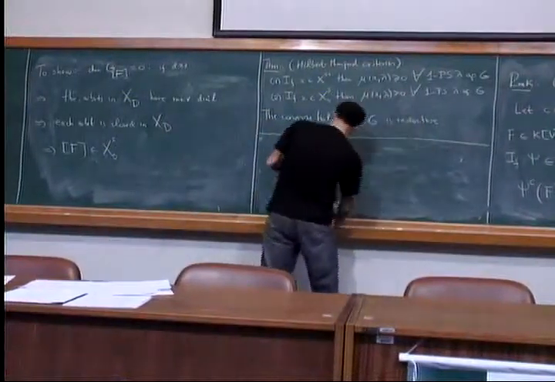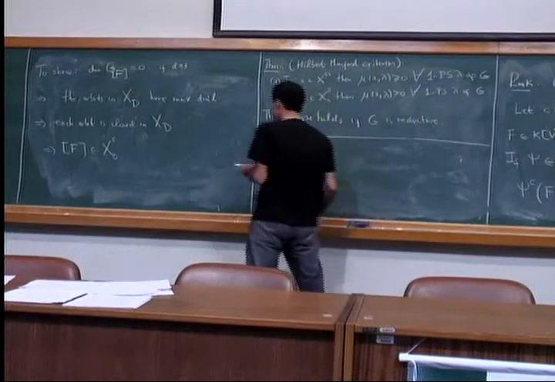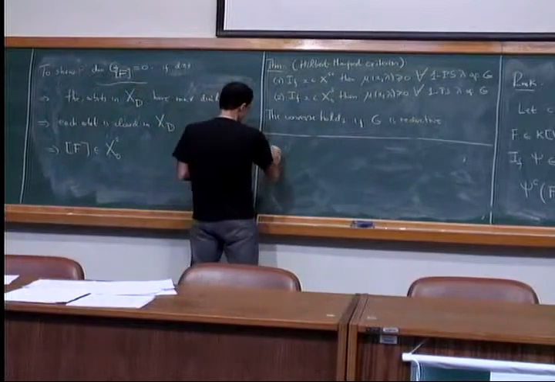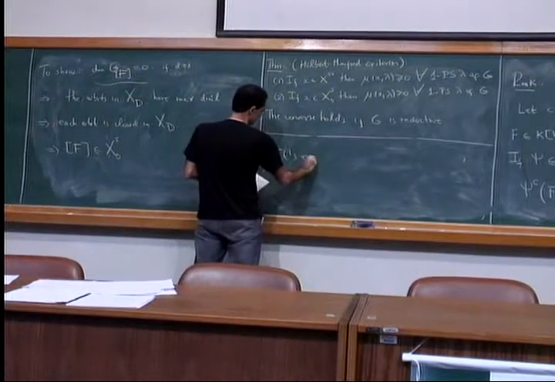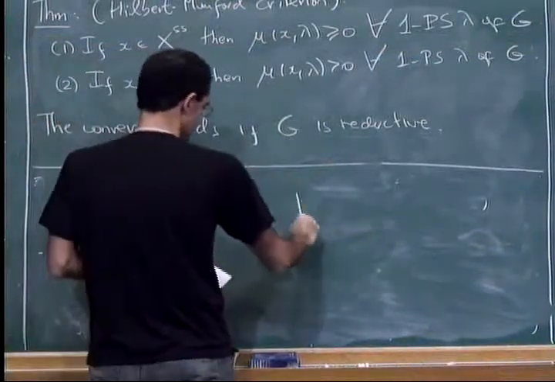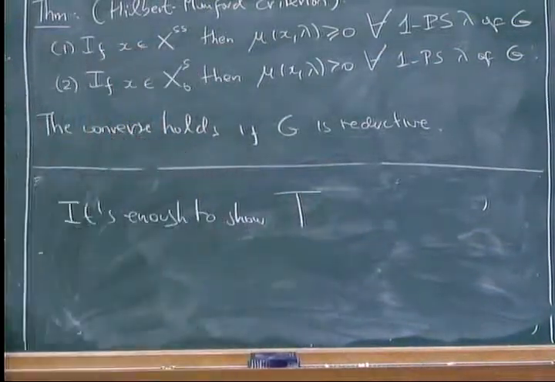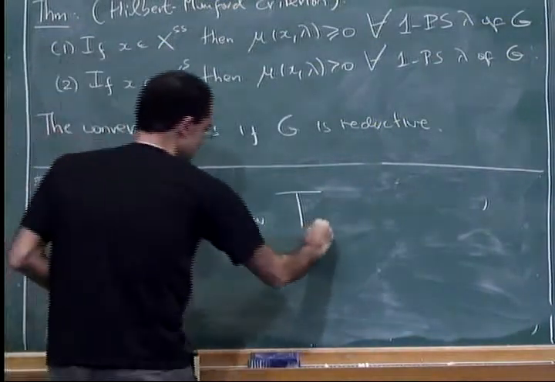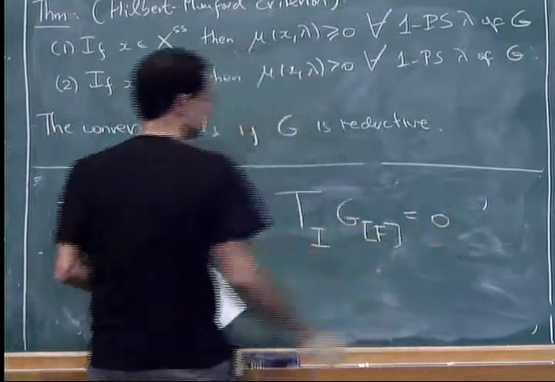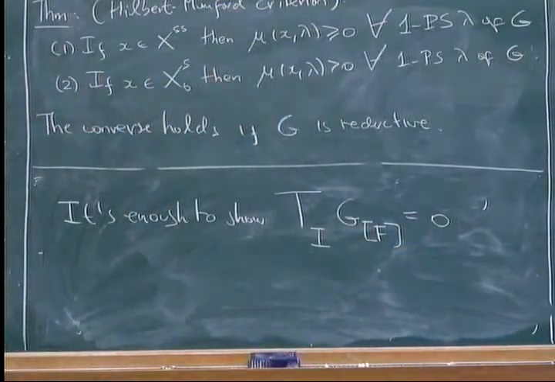And how do we do that? So it remains to show this. It's enough to show, or equivalent if you want, that the tangent space, so this is a subgroup, so there is the identity in there, of G_F is 0. Okay? So the dimension is bounded by the dimension of the tangent space, so that's 0, then we're done.